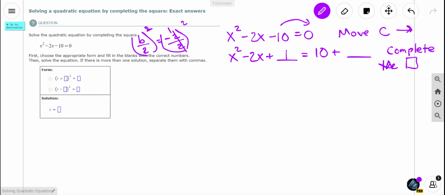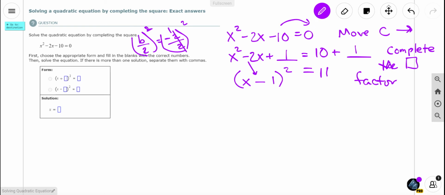But you can't add it to one side. You must add it to the other side. So we get 11 here. And then you factor. Step 3 is factor. So we created a perfect square trinomial. So now what we have to do is factor this perfect square trinomial. X minus, because the minus sign comes down, 1 squared. Okay, yay! We created a situation where now we can take the square root.